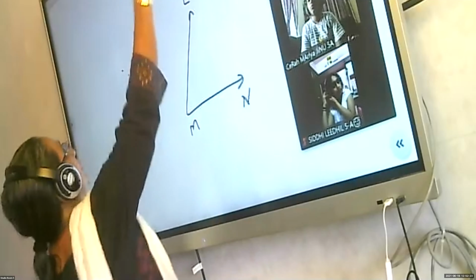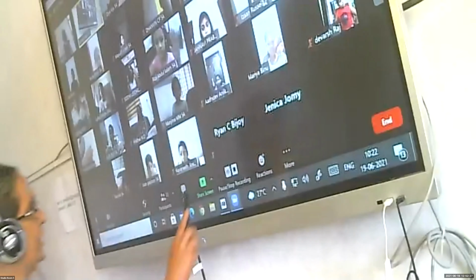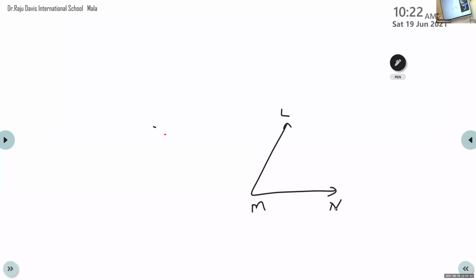Now, Ashwil Krishna, how will you read this angle? Fast. Three different ways of reading this angle. Ashwil Krishna, unmute fast, otherwise I should give the chance to others. How will you read this angle? Can you see the screen? You cannot see the screen.